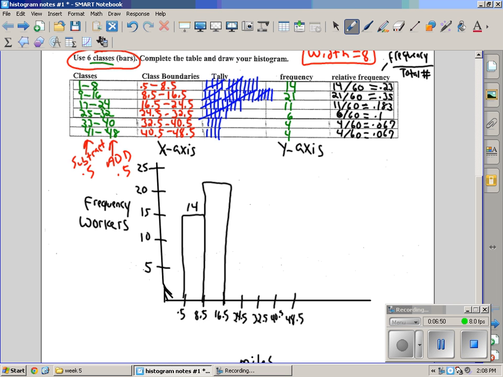It's a little high. What's my next bar? Chucky, what's my next bar? Your next bar is 11. Thank you. What's the next bar after 11? 6. Then my last two bars are 4.